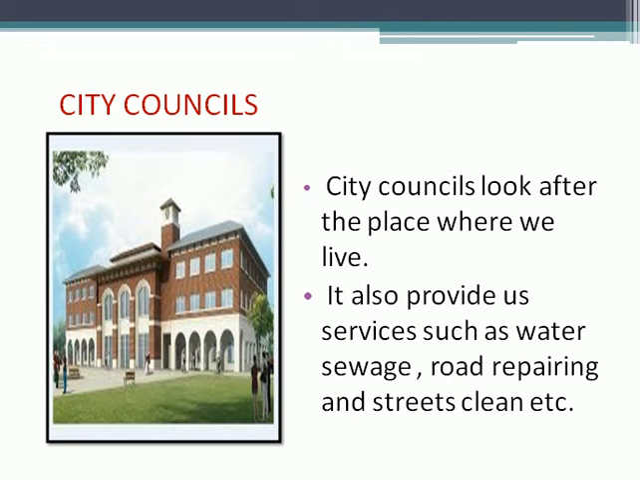Now, city councils look after the place where we live. It also provides us services such as water, sewage, road repairing and street cleaning, etc.